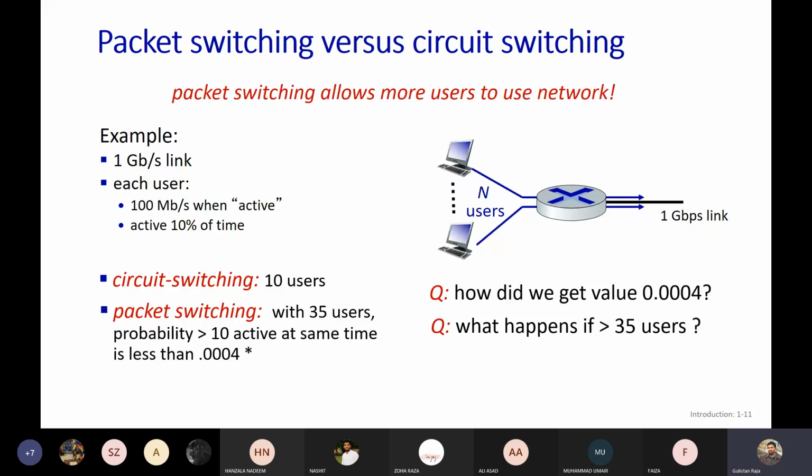Are you following my point? So it means that the benefit is this, that packet switching allows more users to use the network. We'll talk about these questions later on, but just meanwhile you understand this thing.